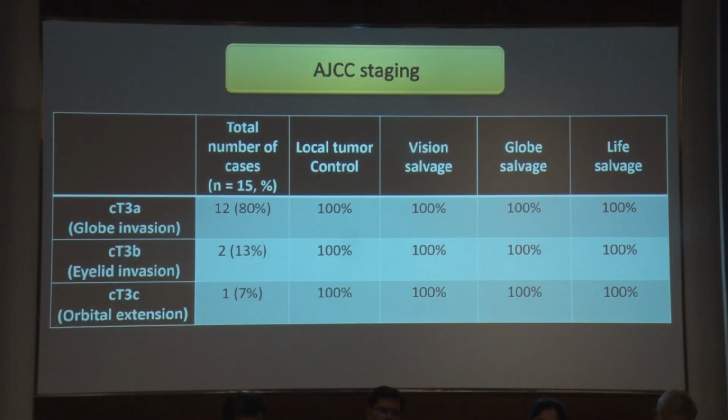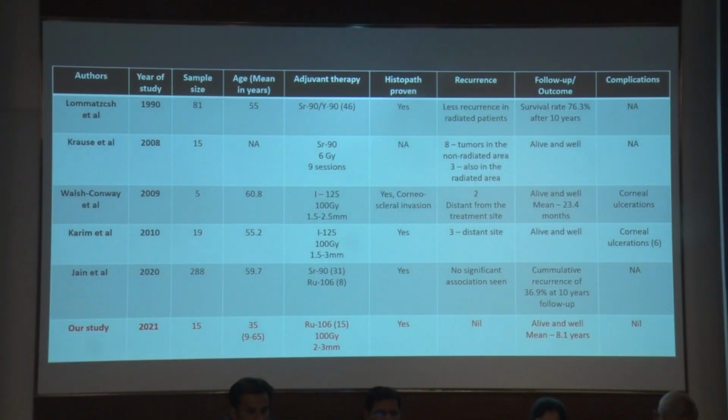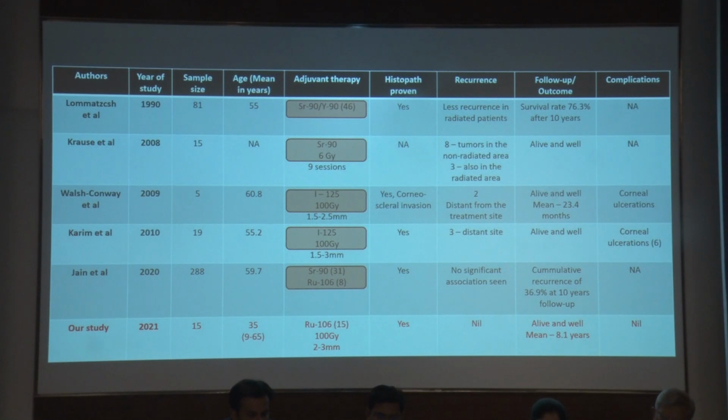of 4 years. And according to the AJCC staging, even though our maximum cases were in the cT3a component, we had local tumor control, vision salvage, globe salvage, and life salvage in all our cases, till a mean follow-up of 8.1 years. Earlier, plaque brachytherapy has been attempted, but it has been variable: strontium, iodine, depending on their cases and availability, has been used. In our study, we used ruthenium for all the cases.